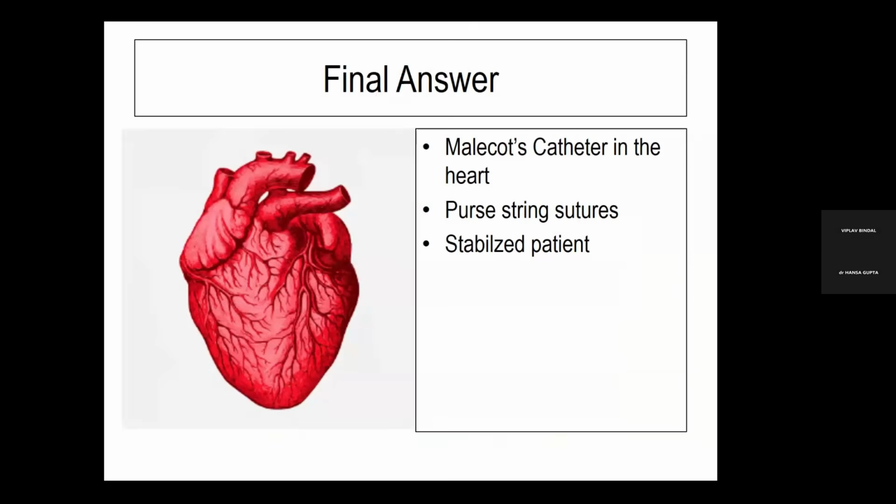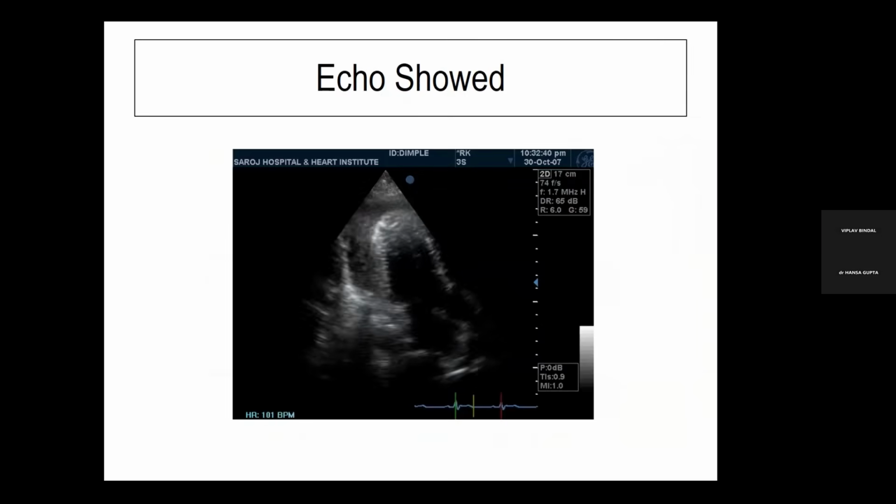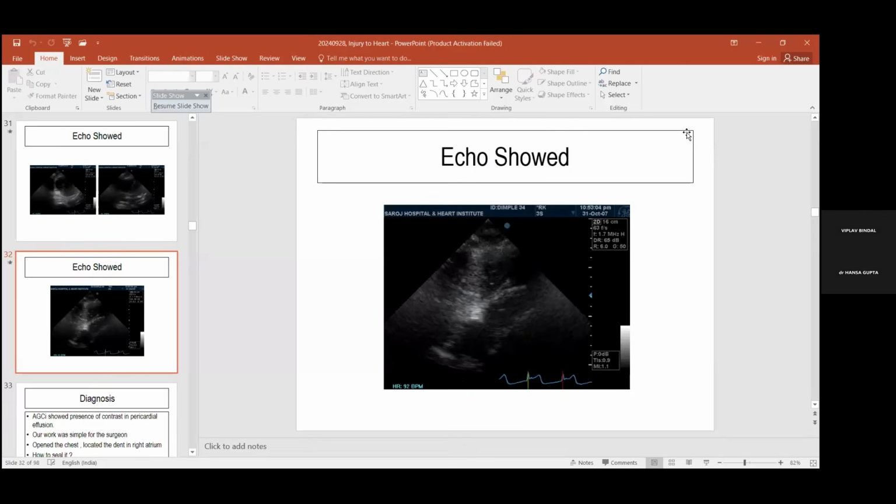But we could save this patient with this innovative technology of agitated saline contrast echo. I just wanted to show you this particular example. So not only identifying the RV, RA, identifying the pericardium when the fluid is blood and blood is coming to the right atrium, right ventricle.